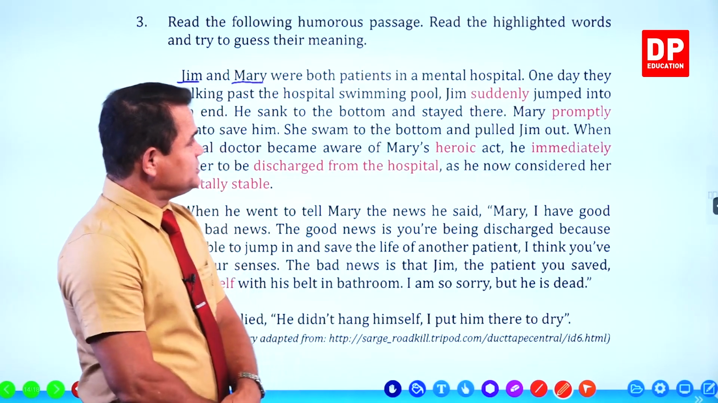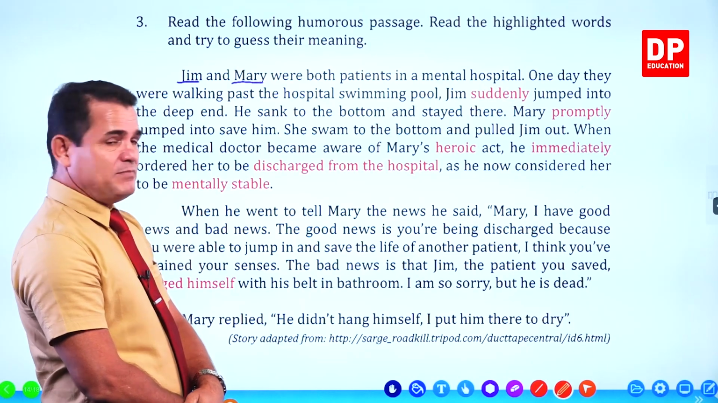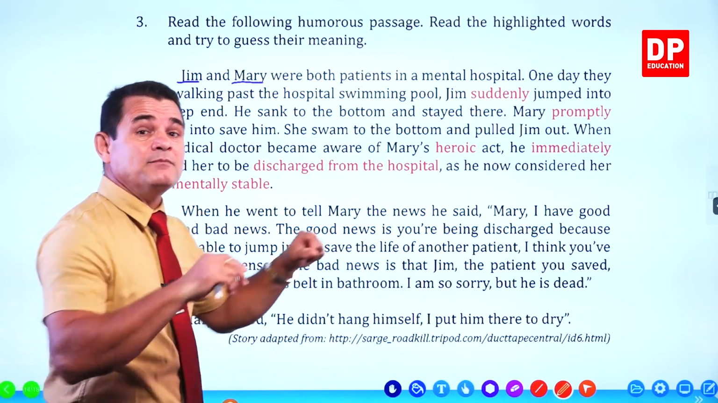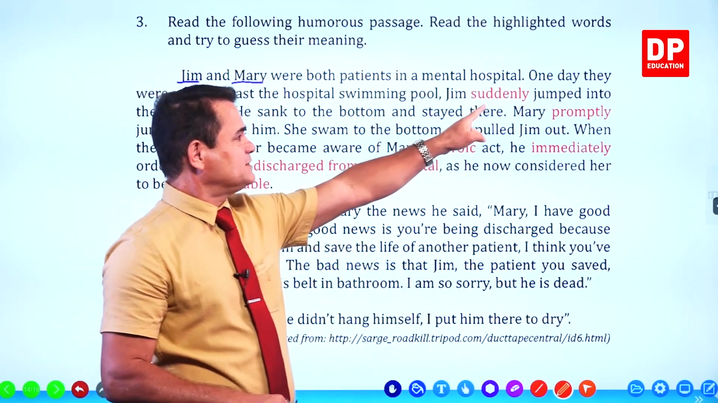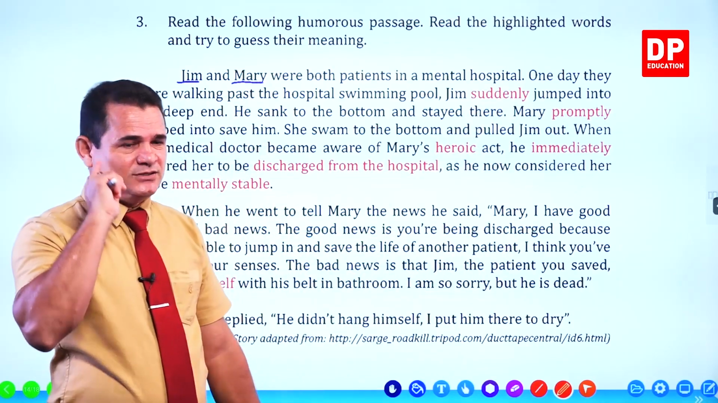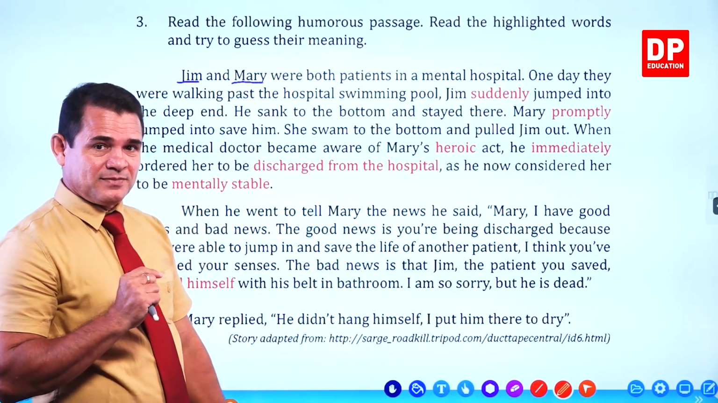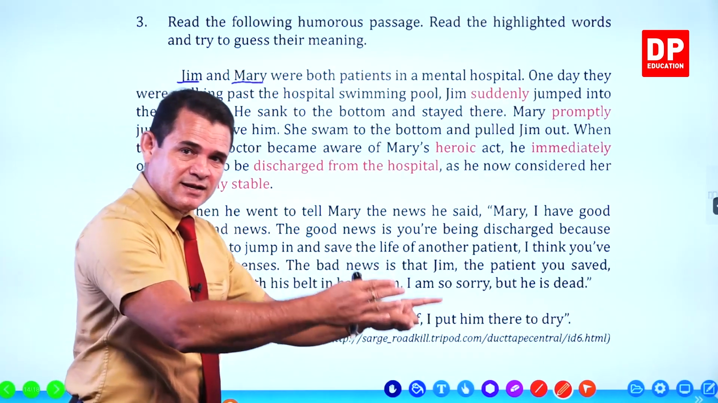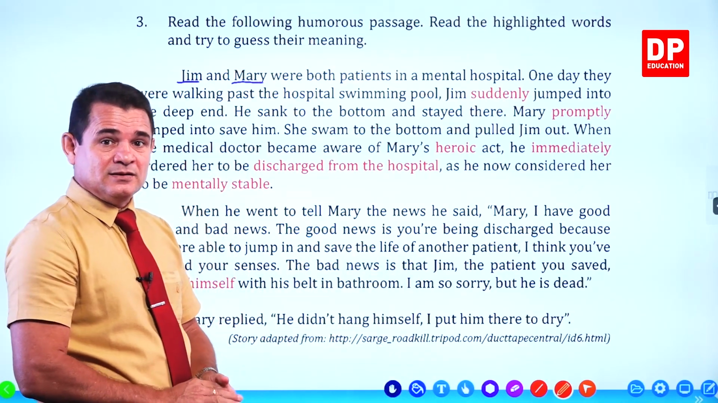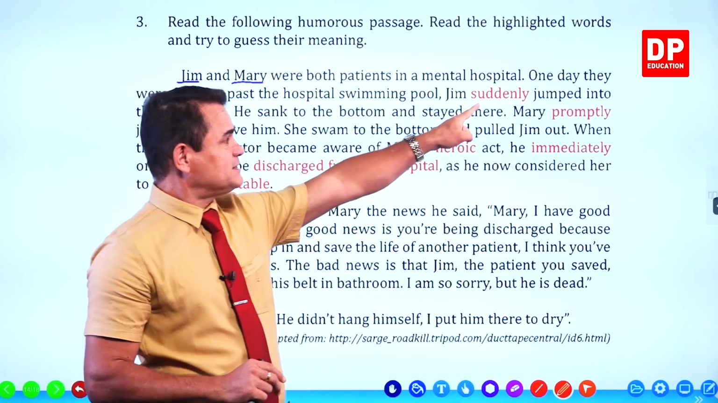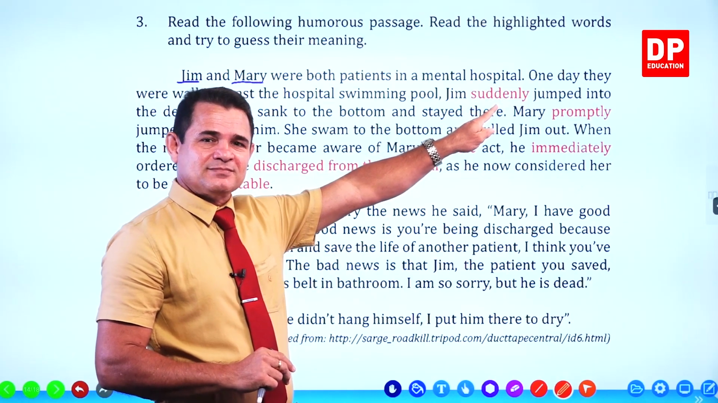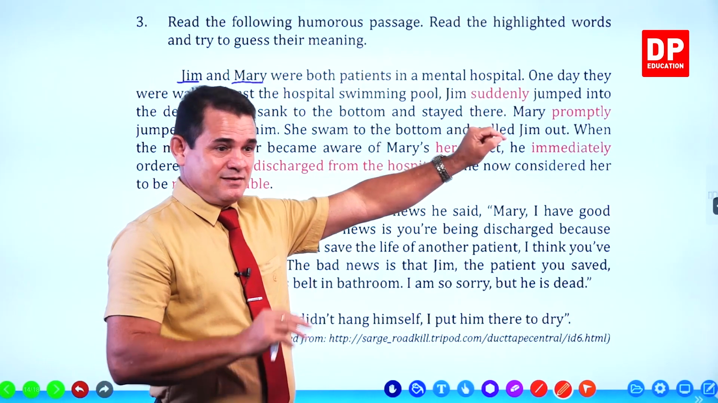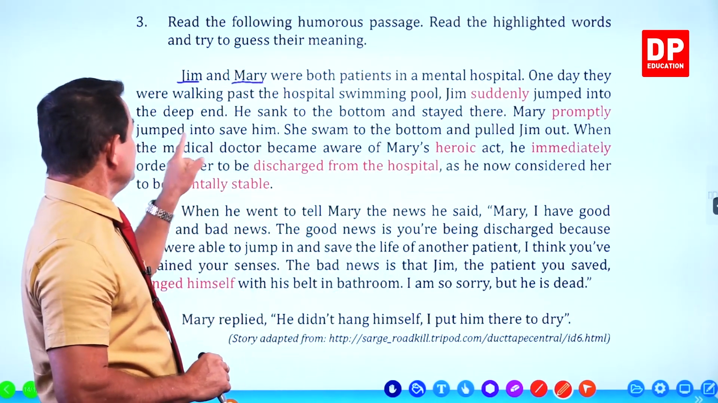Jim suddenly jumped into the deep end. Jim jumped. Then now you can say it suddenly. Jumped into the deep end. Deep end. Now in the swimming pool, deep end කියන්නේ අර ටිකක් ගැඹුරු පැත්ත. Suddenly, now you can understand, guess the meaning. එකපාරටම පැන්නා into the deep end.